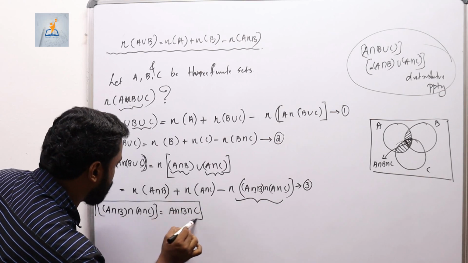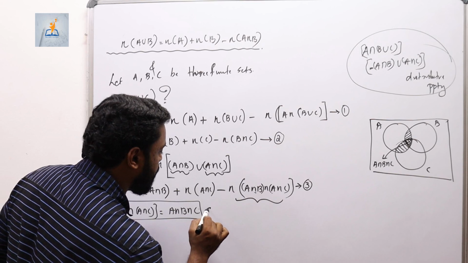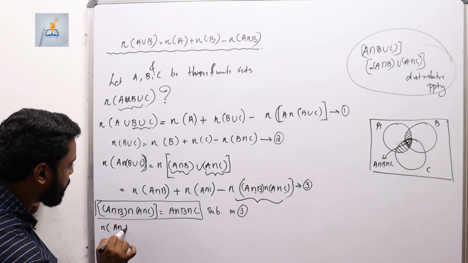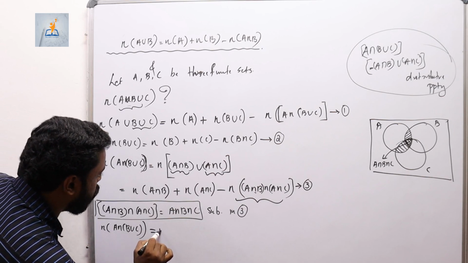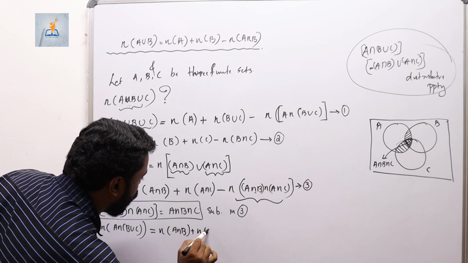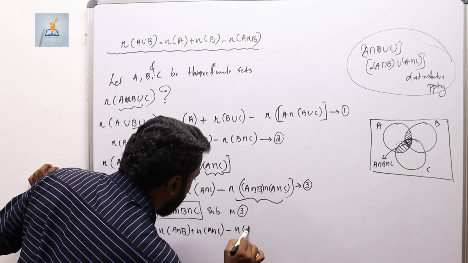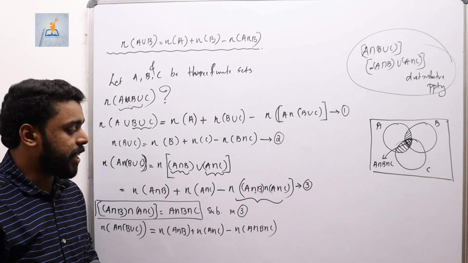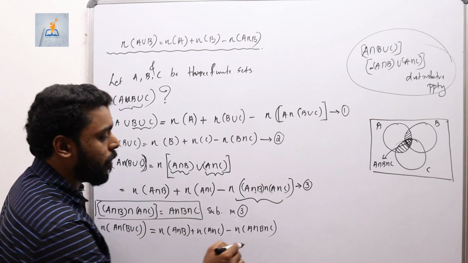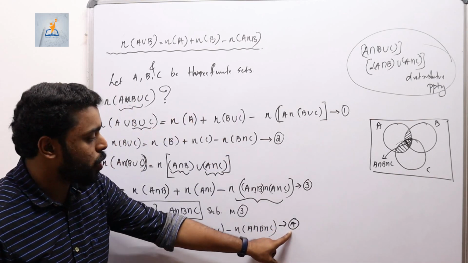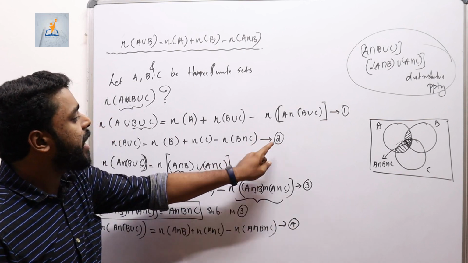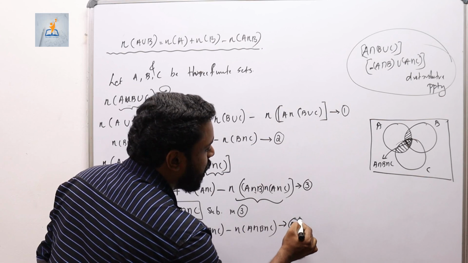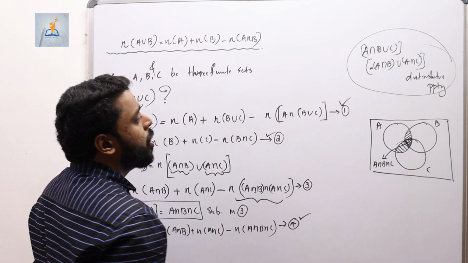So we are going to substitute this result in equation number 3. Substituting in equation number 3, we will get n of A intersection (B union C) is equal to n of A intersection B plus n of A intersection C minus n of A intersection B intersection C. Why? Because this quantity is nothing but A intersection B intersection C. So we obtained this. So this is now our equation number 4. Now we are going to substitute equation number 4 in equation number 1 and equation number 2 also in equation number 1. So we are going to substitute this equation and this equation in this equation to get the final answer.